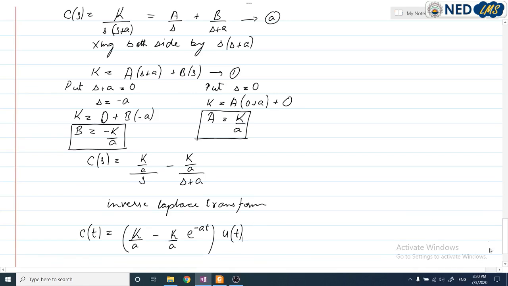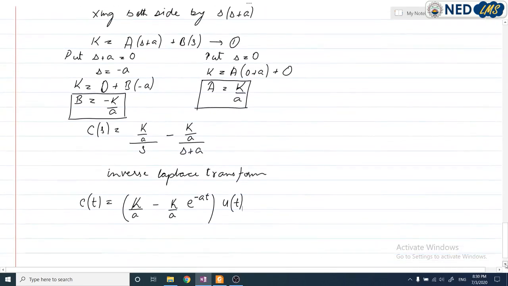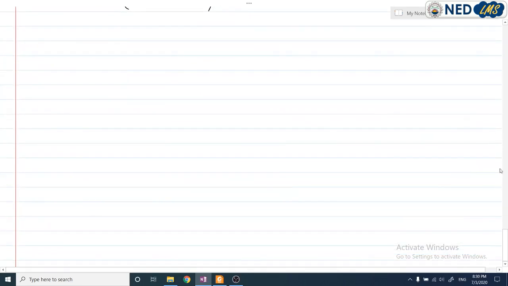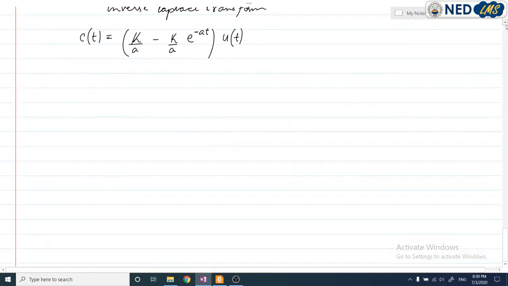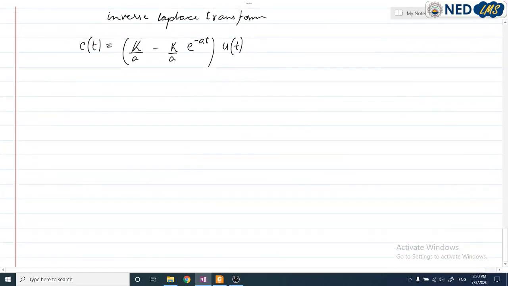So this is the output response in time domain, and we know that this part of our output is basically our forced response, and this part is the transient response.